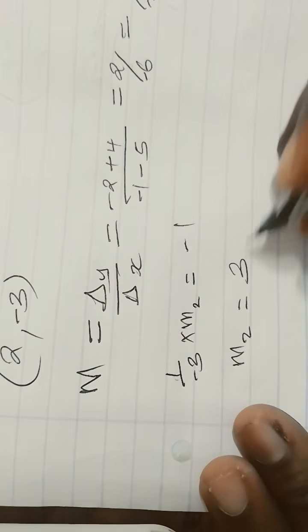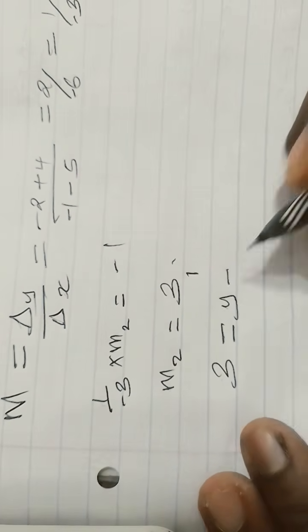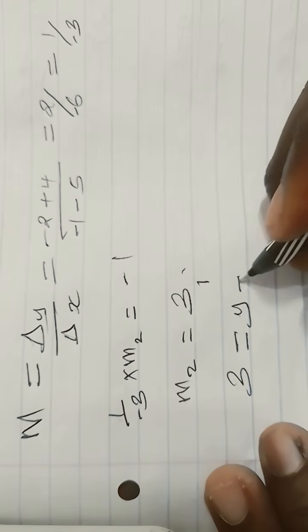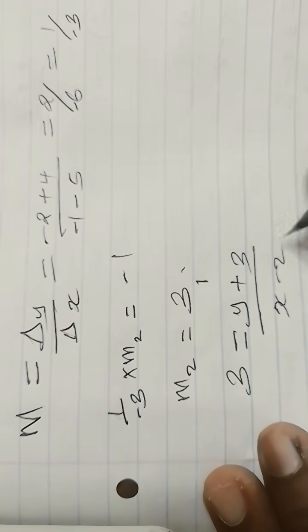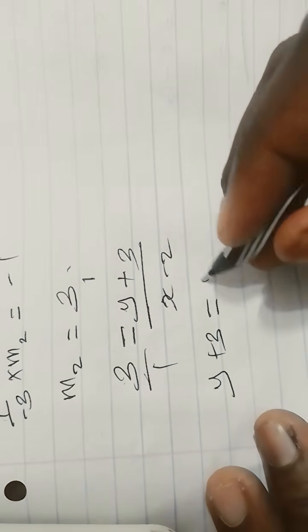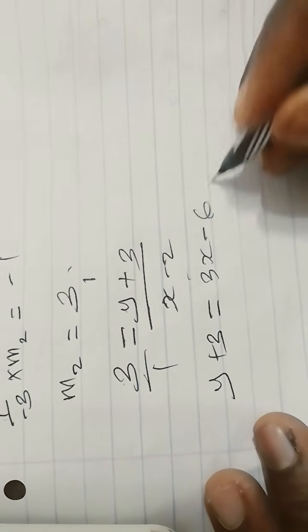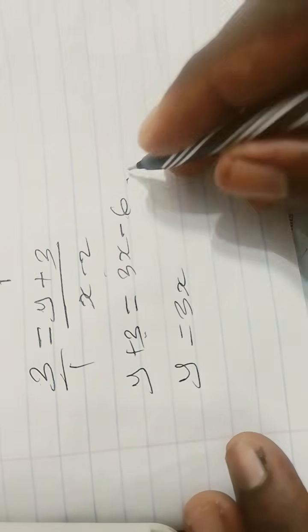Therefore, we have the gradient and this point. You can find the equation of this line: the gradient is equal to (y minus 1) over (x minus 2). Therefore, for this one will be y minus 1 is equal to -x plus 2. Therefore, y is equal to -x plus 3.